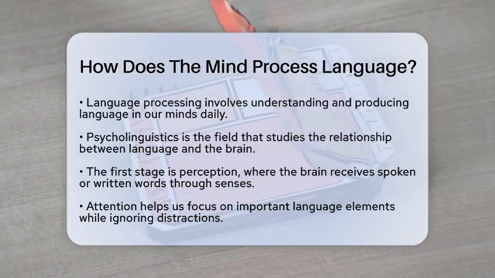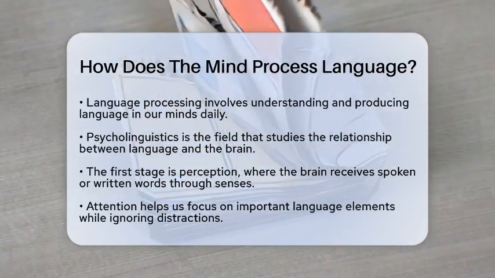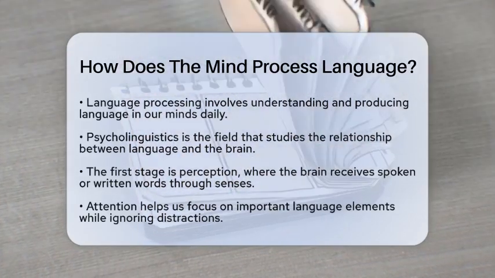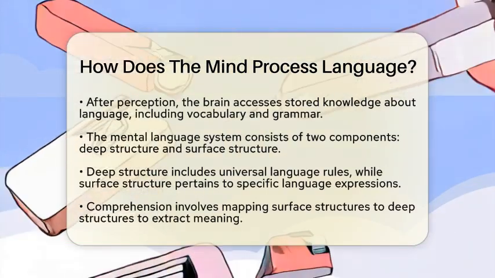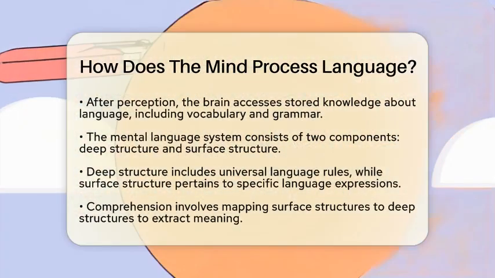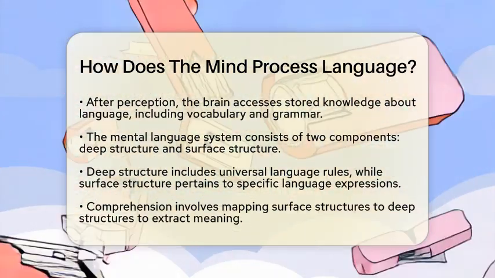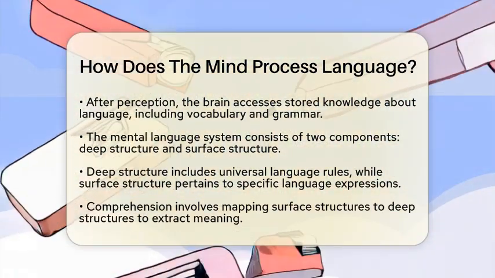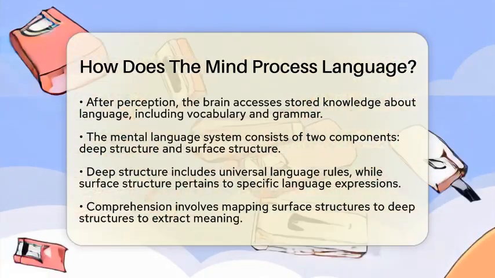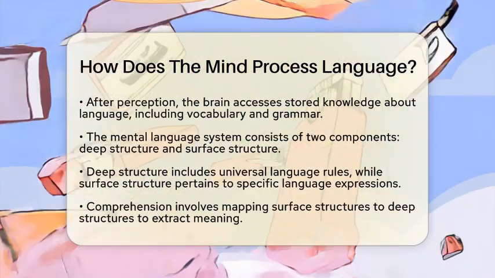Once we perceive the input, our brain taps into stored knowledge about language. This includes our vocabulary, grammar rules, and meanings. Think of this as a mental language system. It has two main components: deep structure and surface structure. Deep structure refers to the universal rules that apply to all languages, while surface structure is how we express those ideas in a specific language.